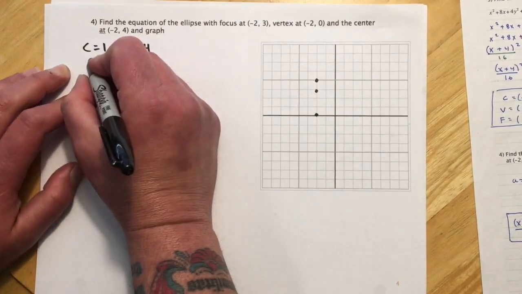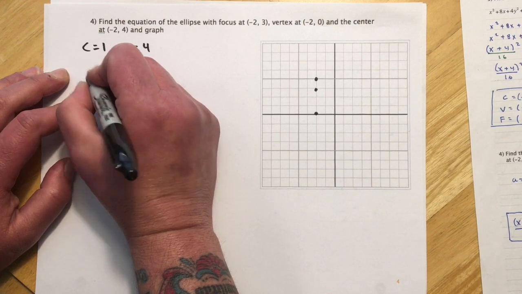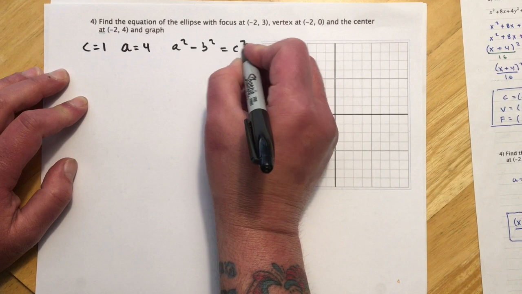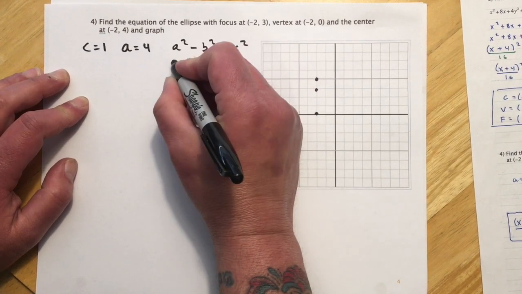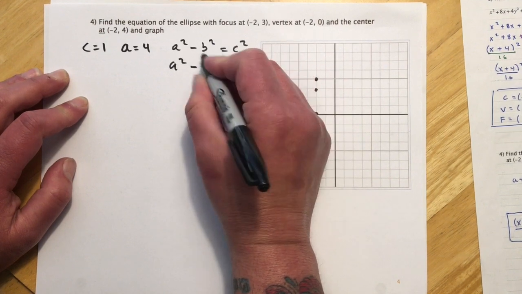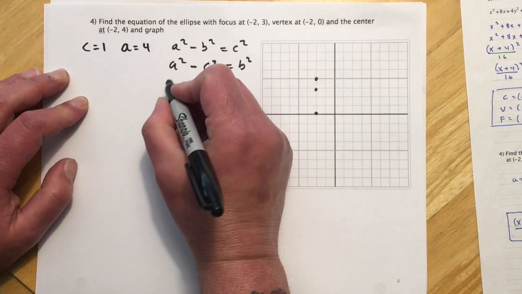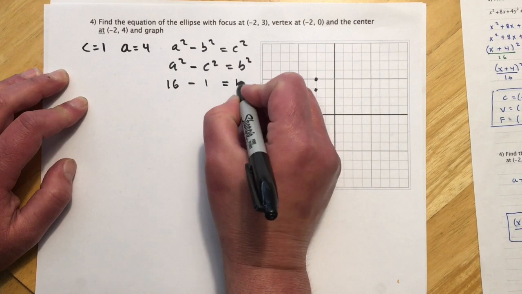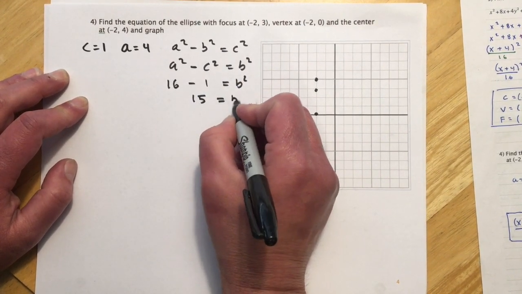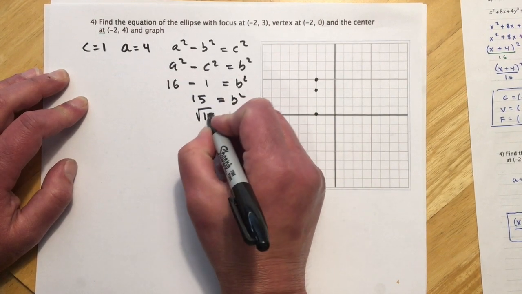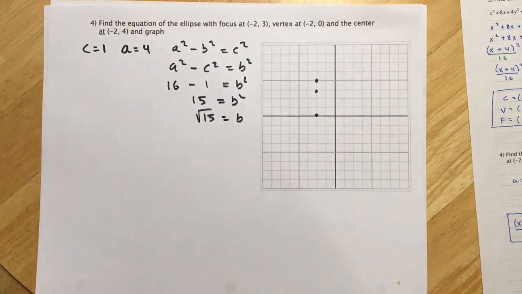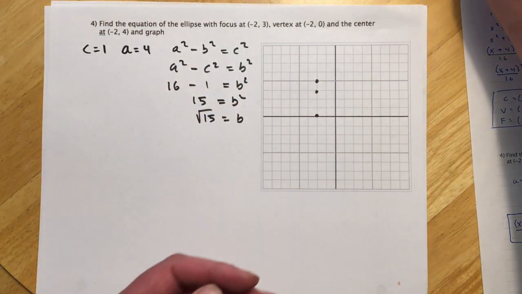And with that I can find B. So remember this would be a squared minus b squared equals c squared. So switching these around, I get a squared minus c squared equals b squared. So I'm just subtracting that over and adding this. So that is 16 minus 1 equals b squared, or 15 is b squared, or root 15 equals b. And so root 15 is going to be a little less than 4 for graphing purposes.